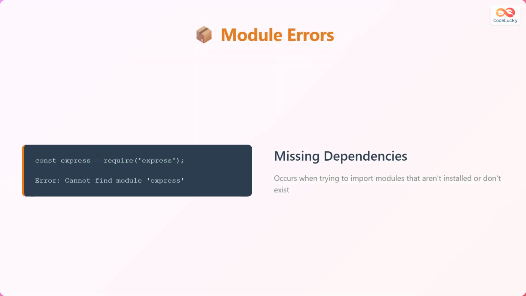Module errors typically occur when Node.js cannot find a module that you are trying to import. This can happen if the module is not installed or if the file path is incorrect. For example, if you try to require the Express module without installing it first, Node.js will throw an error indicating that it cannot find the module Express.